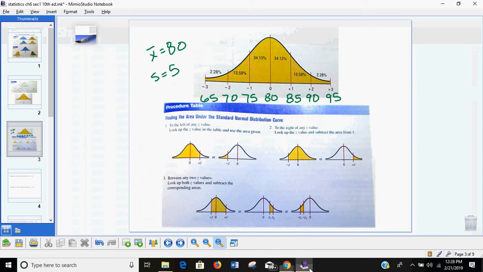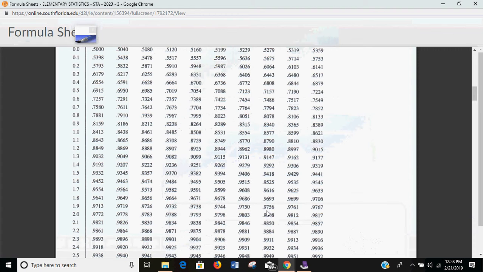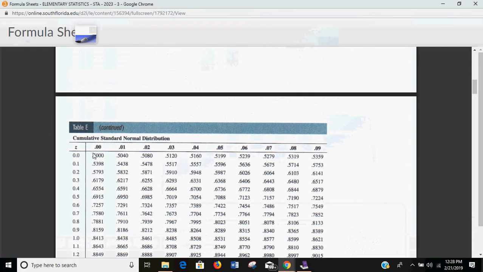Now, the third option is if they give you 2 z-scores, what you want to do is look them both up and subtract them. So those are your only 3 options. So if they were to give me 2 z-scores, I would look them both up on the table and I would subtract those 2 numbers.